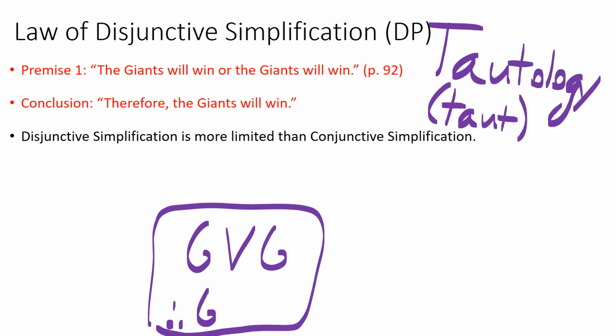Now clearly, the so-called disjunctive simplification is more limited than the so-called conjunctive simplification. If we have A and B, we have a conjunction, and we can always simplify to get A no matter what this sentence is or this sentence. Whereas we can only get that G out of that disjunction insofar as this sentence is identical with this sentence.